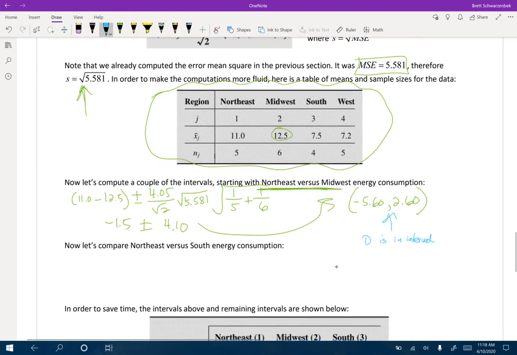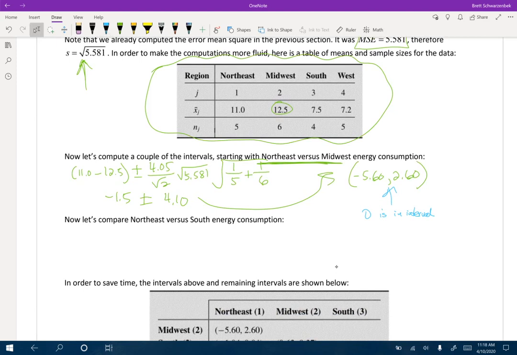So let's try another calculation. So let's say we did Northeast versus South. So now these two. That's our second of our 6. So let's do the same thing.